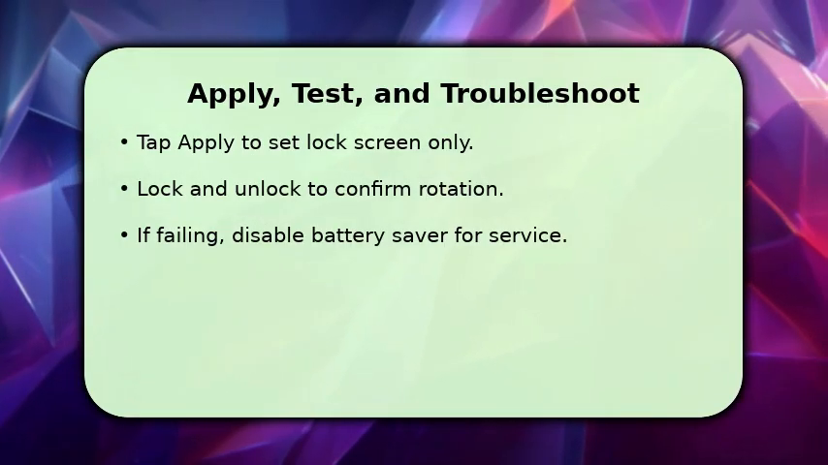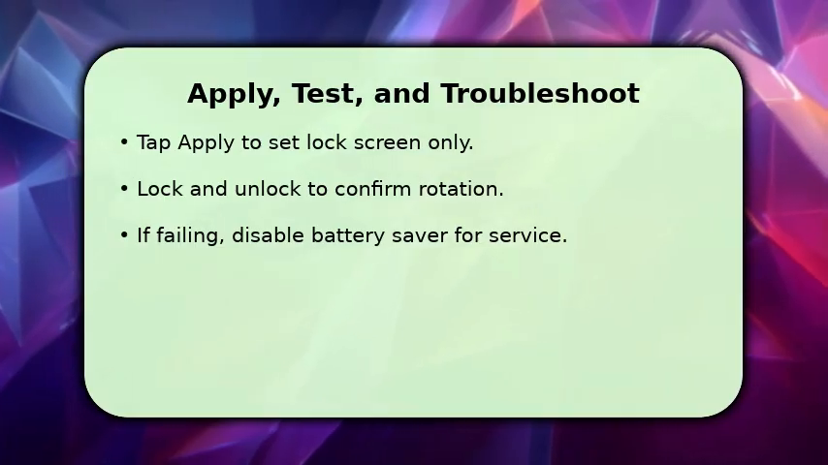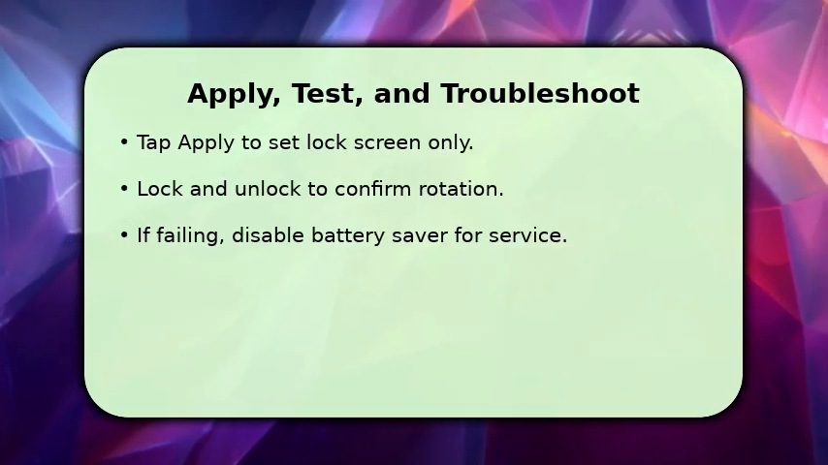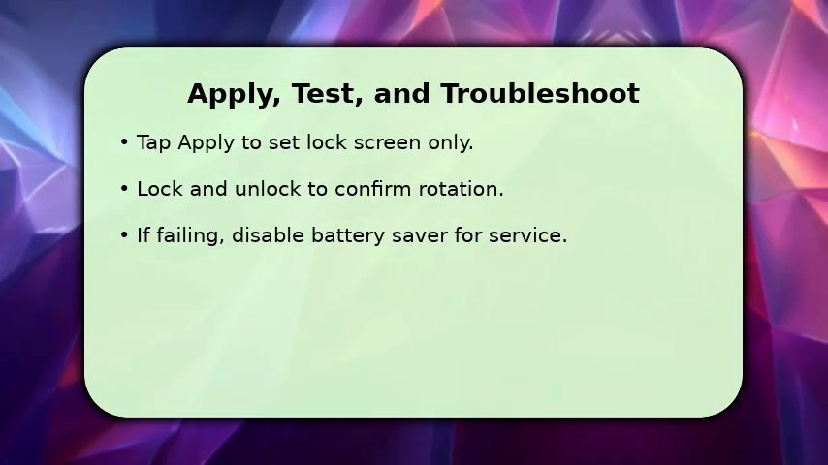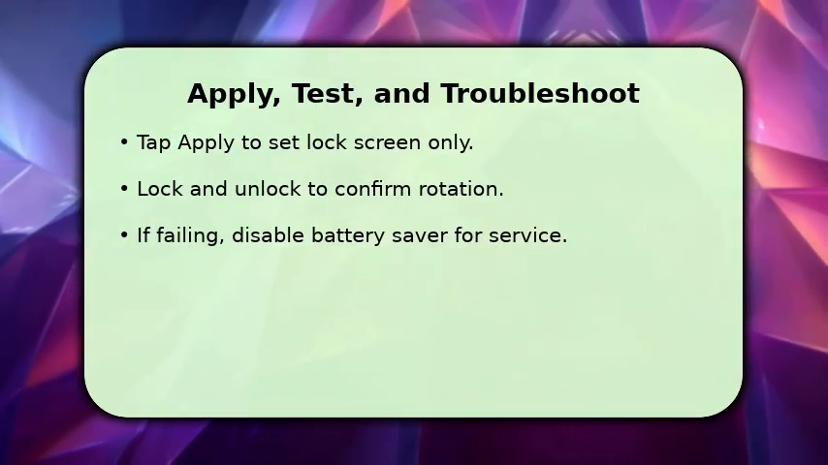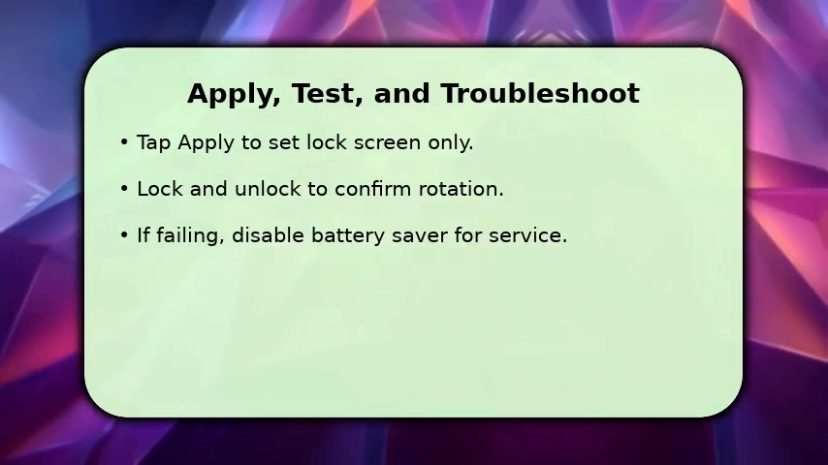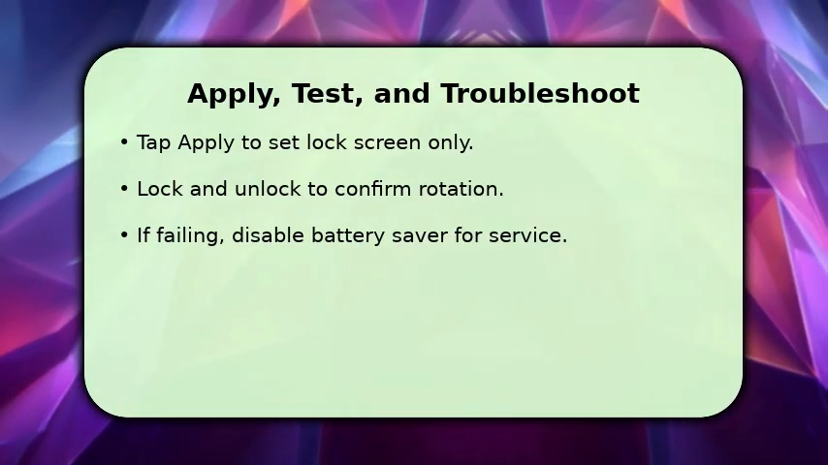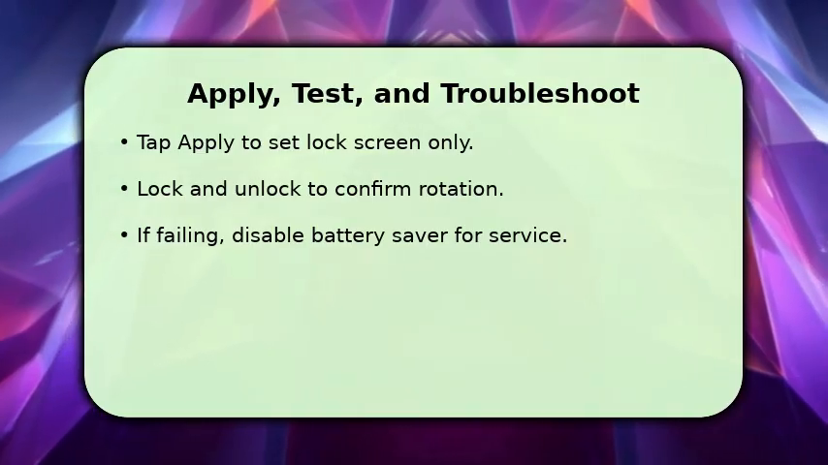If images don't change, check that the wallpaper service has background activity permission and that battery optimization isn't restricting it. As a troubleshooting tip, temporarily turn off battery saver or exempt the wallpaper app from optimization. This resolves most failures where images stop updating due to power restrictions.